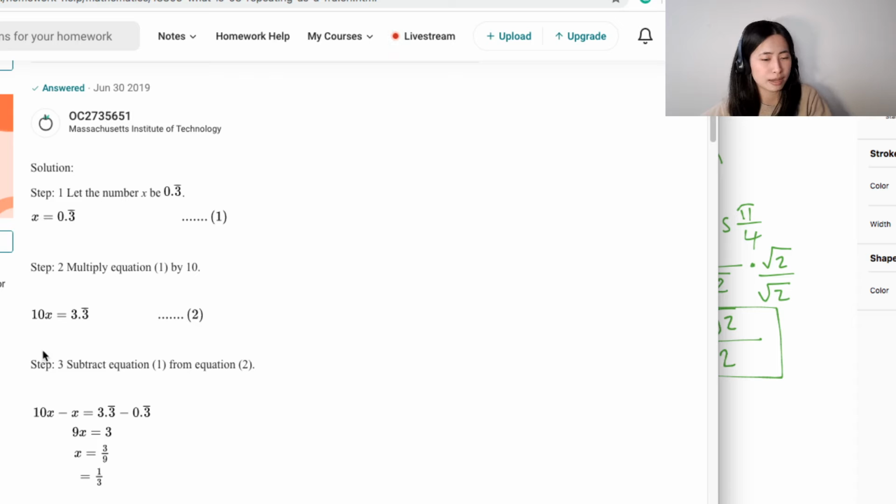Okay, so they're saying let the number x be 0.3 repeating, and you have x, and then basically they're multiplying 10x, which is equal to 3.3. So the whole point of multiplying this by 10 is because you want to be able to move your decimal point to the number that is repeating. In order for you to do that, you can only move this decimal point once, and that's to the right. Can you guys see this?